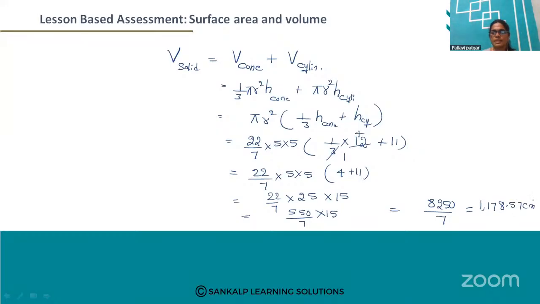This is equal to 1178.57 centimeter cube. Okay. So here the curved surface area of the solid is 550 centimeter square and the volume of the solid is 1178.57 centimeter cube. Okay.